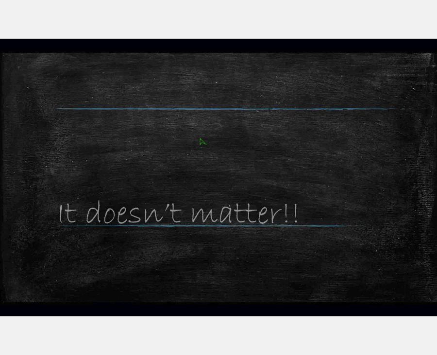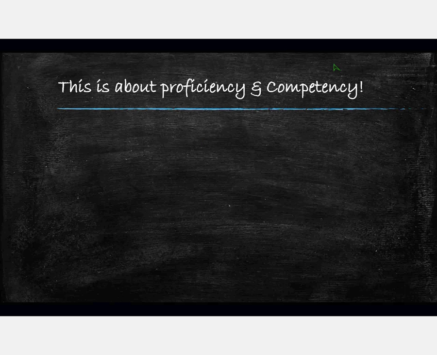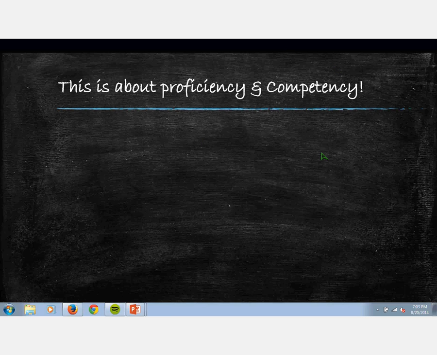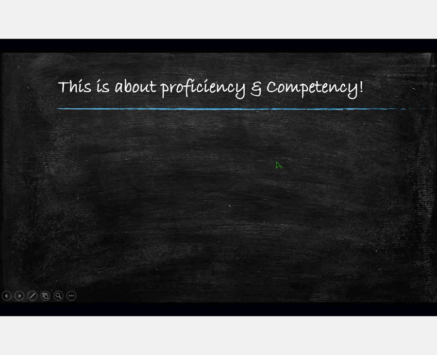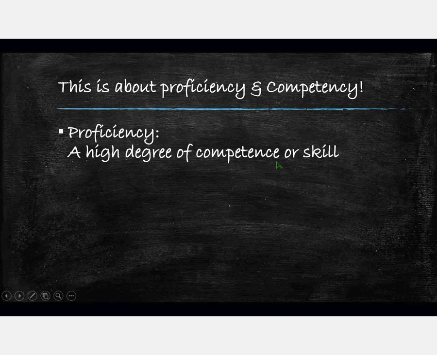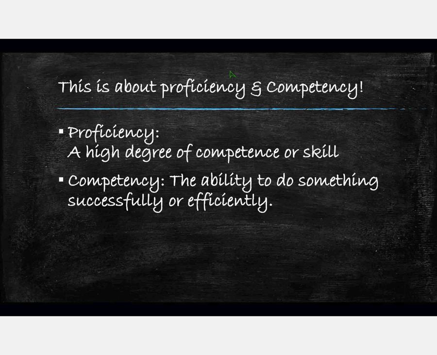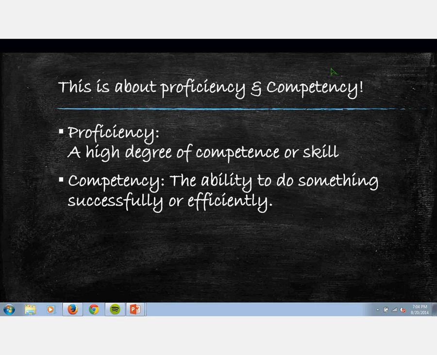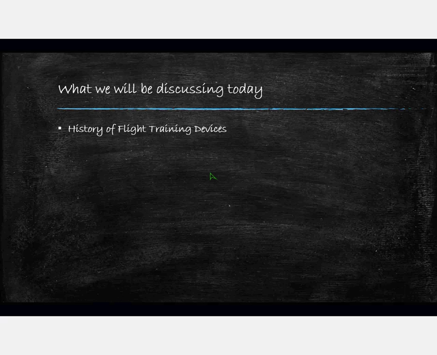It's about proficiency and competency. Proficiency, what's the definition here? It's a high degree of competence or skill. And competency is the ability to do something successfully or efficiently. So how do we teach people to do that? It's all about proficiency, and it's not just about hours. So this is exactly what we're going to be talking about today.